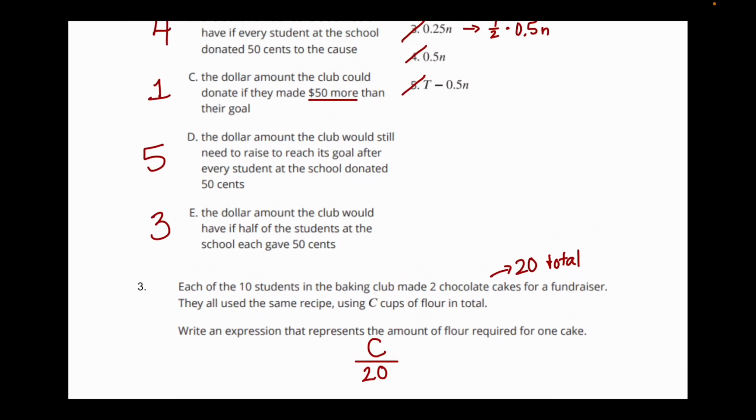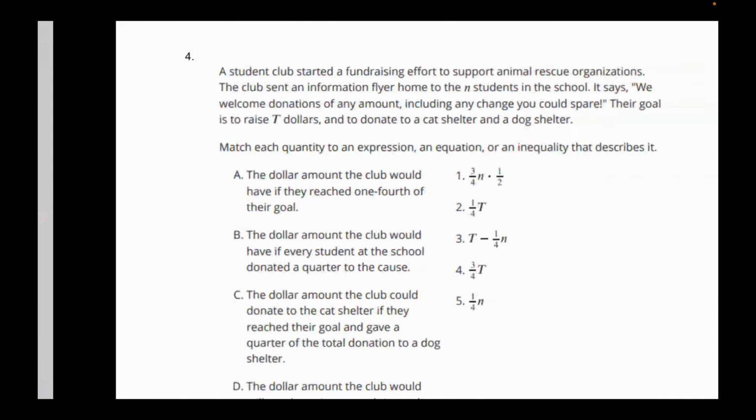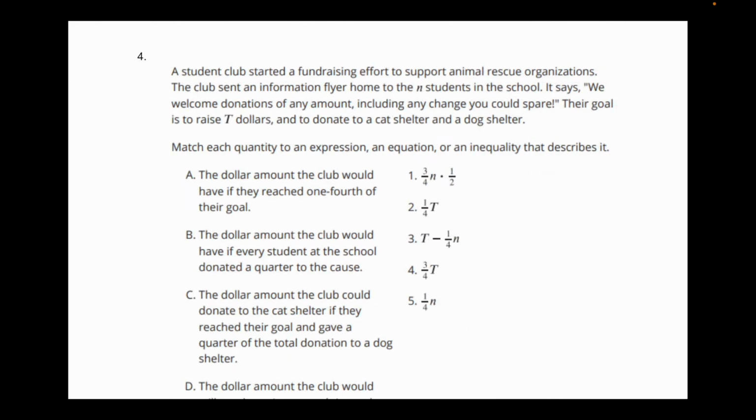I thought that the 10 students made 2 chocolate cakes, but they each made 2 cakes. So that gives us 20. I thought it was like, I don't know, people working together. So sorry about that one if there was a little confusion there. Let's look at number 4.